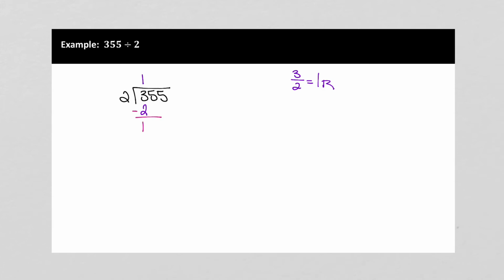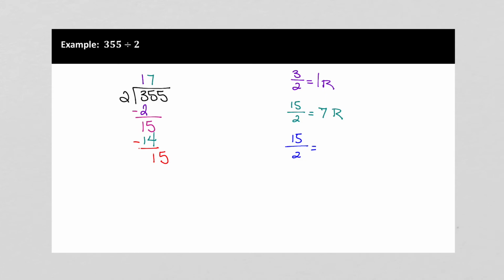3 minus 2 is 1. Bring down the next number. Then we ask ourselves, well, how many times does 2 go into 15? Well, let's see, it would go at most 7, and then we'll have some remainder, right? So 7 goes here. 2 times 7 is 14. Subtract. Bring down the last number. And divide again.